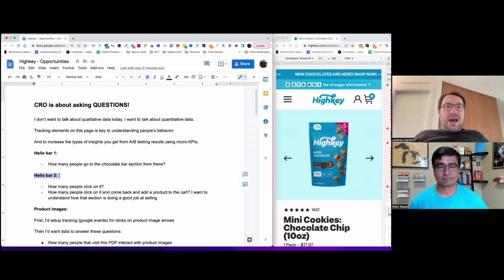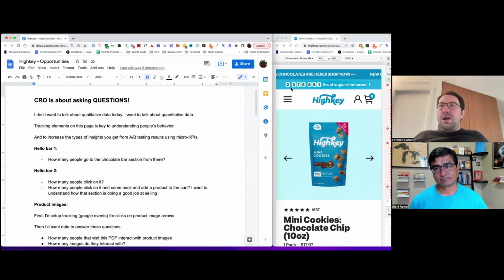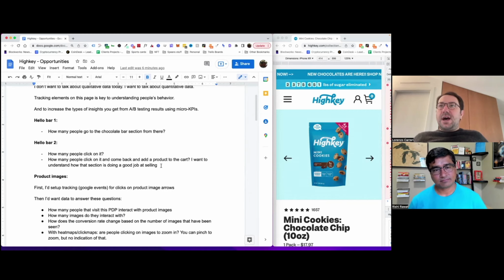The second element I highlighted here is the second hello bar, which is this lighter blue bar, which I thought they're doing a good job of showcasing a bunch of numbers, like 2 million pounds of sugar eliminated, which is a strong statement. You could argue that this lighter blue blends with the darker blue on the top. But the question I have around this is how many people are actually clicking on this element, and how many people that click on the element go throughout the page?